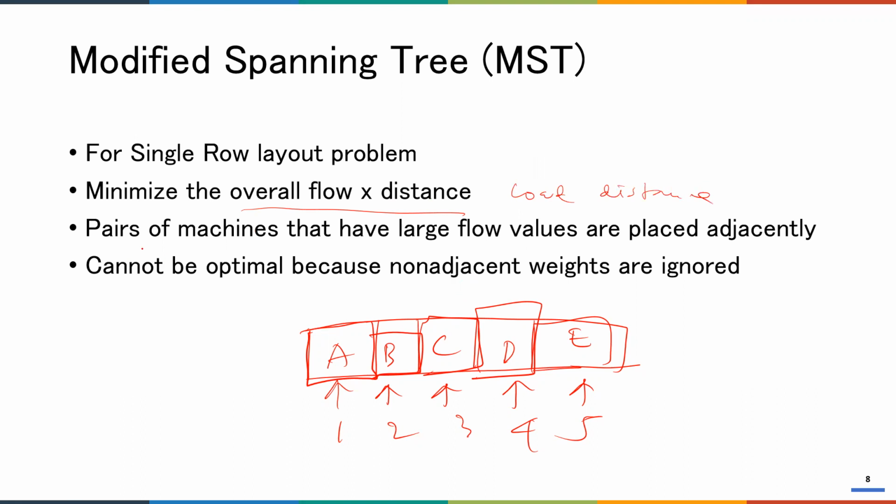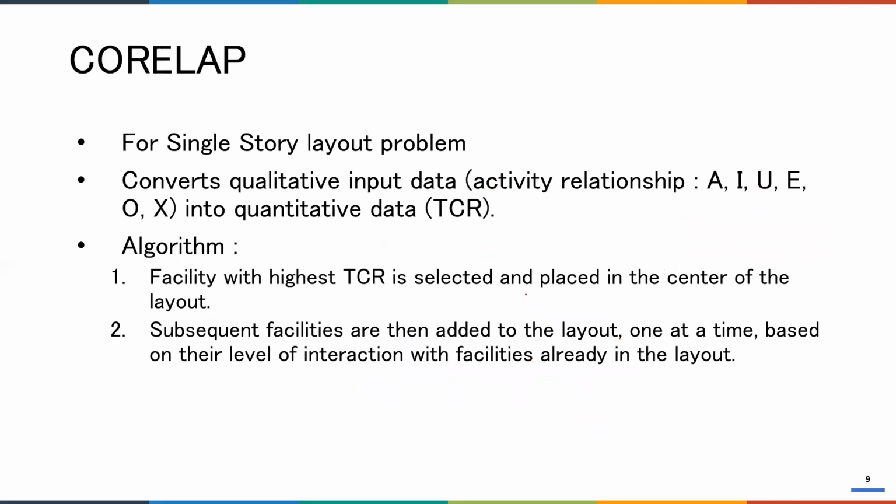And then they use the same type of heuristic logic, where the pair of machines or pair of workstations with the large flow are placed adjacently. So if we return to the material that I mentioned before, they have the heuristic rule where large flow values should be placed close to each other. However, sometimes it cannot be optimal because the non-adjacent weights are ignored. So CORELAP is used for the single story layout problem.